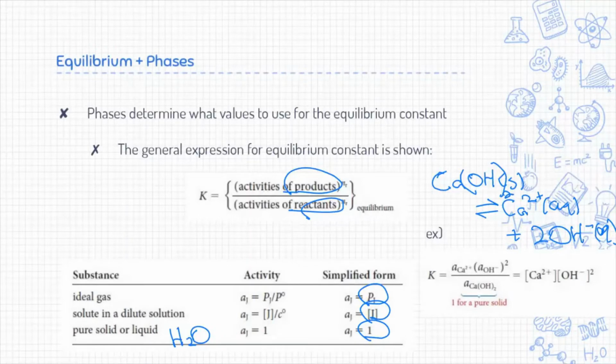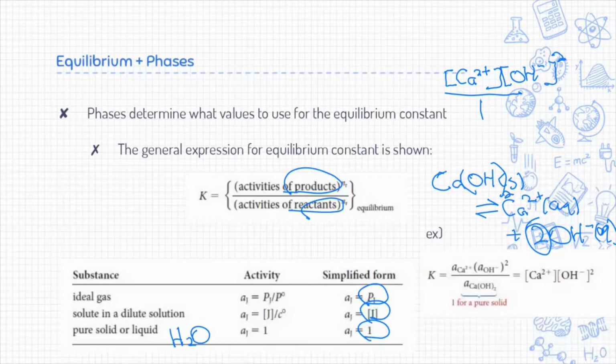So we put calcium hydroxide, but because this is in a solid state, we would just put 1 here. And then because these two are in an aqueous solution, we would use their concentrations, which is basically calcium 2+. And then since it's 2 OH, we do OH- to the second power. Now, always don't forget to add the coefficients because this is probably one of the biggest mistakes that you'll make during the test. So don't forget about them. All right.